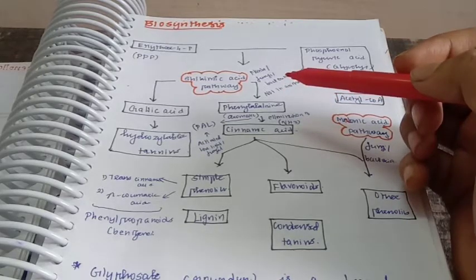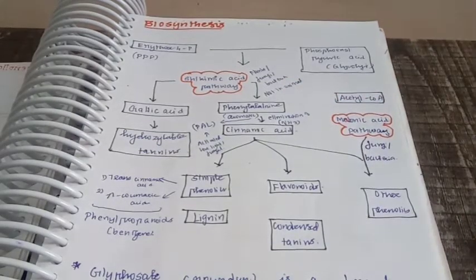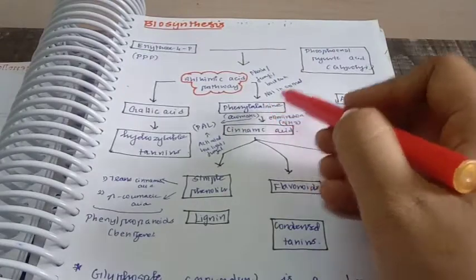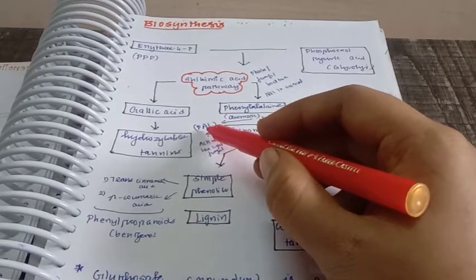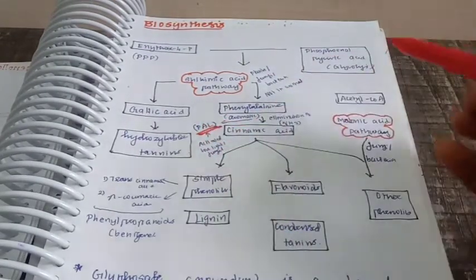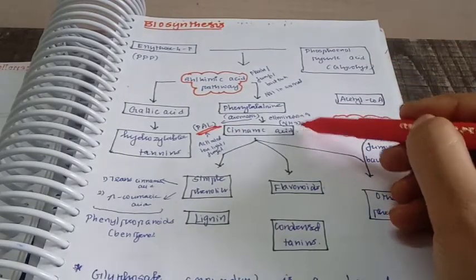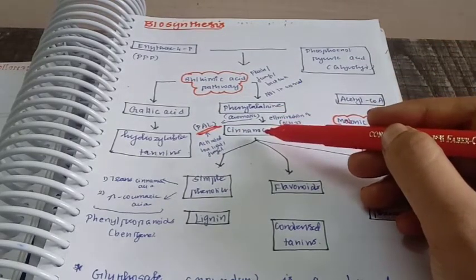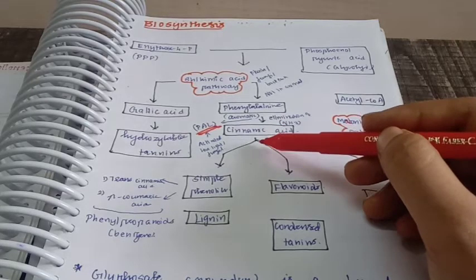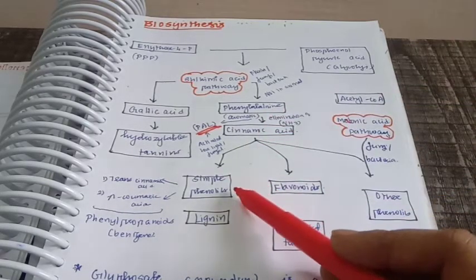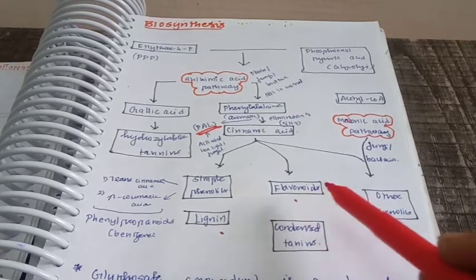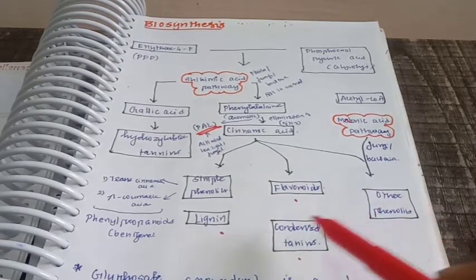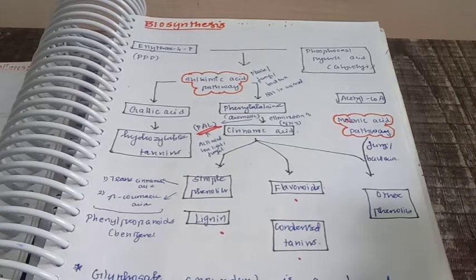Okay, and the next thing is that your phenolics are produced by the elimination of an ammonia molecule from phenylalanine. In the presence of the phenylalanine ammonia lyase enzyme, that is the PAL enzyme, it will eliminate the ammonia molecule and form cinnamic acid. So from the cinnamic acid, many phenolics like simple phenolics, lignin, flavonoids, condensed tannins and other phenolics are also produced. So this is the important thing about the enzyme.